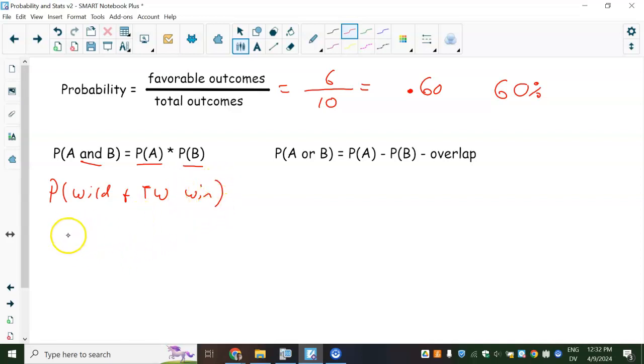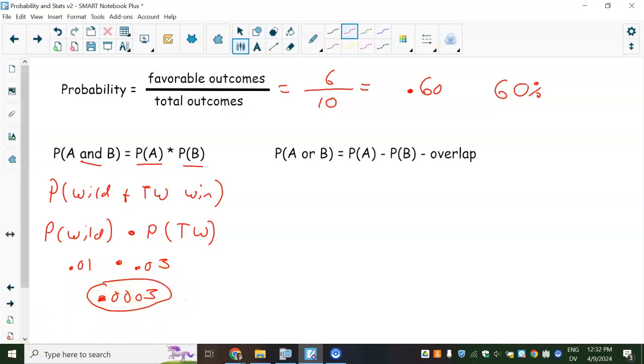To do that, you'd have to do the probability of the Wild winning, which is, again, not very good, and multiply it by the probability the Timberwolves win, which is also probably not very good. So let's say the Wild have only a 1% chance, and the Timberwolves, they're a little bit better, so they have a 3% chance. But the chance of both of them winning is those multiplied together, and you get, I forget how many zeros this is, but it's not very good. It's a very small chance of it happening. So something like that is our answer there.